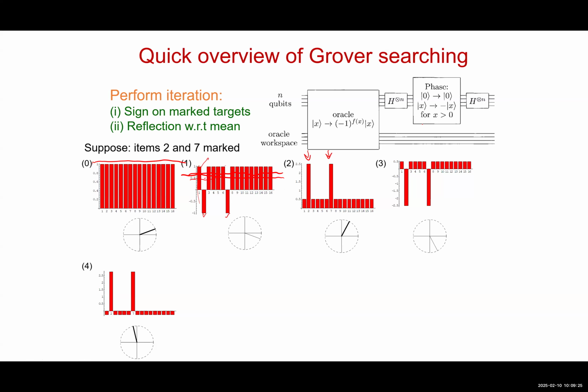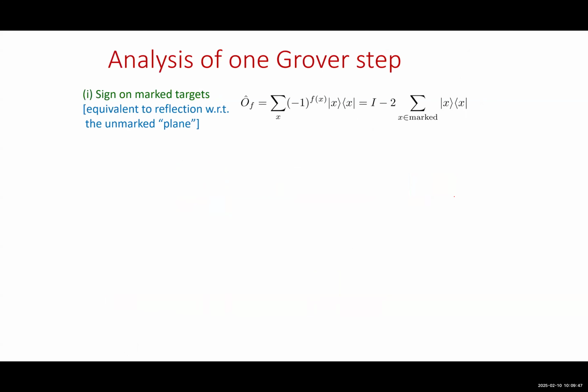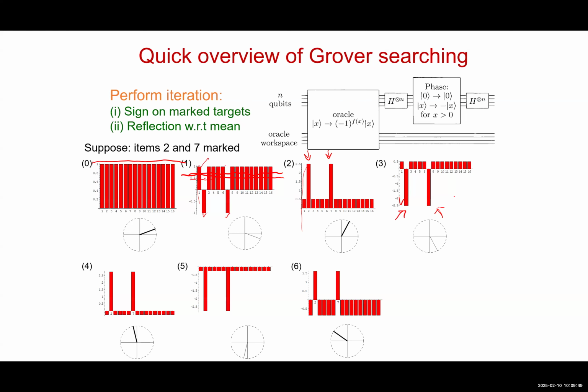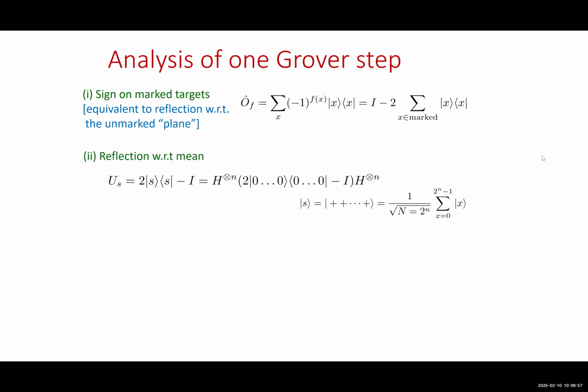And then you do it again. You put a minus sign here and there, and then you do reflection around the mean, and it keeps getting higher. Then at some point it reverses the process and becomes lower and lower. Basically, it's sinusoidal. You can analyze this. We have done this last semester, so I'll just go quickly.